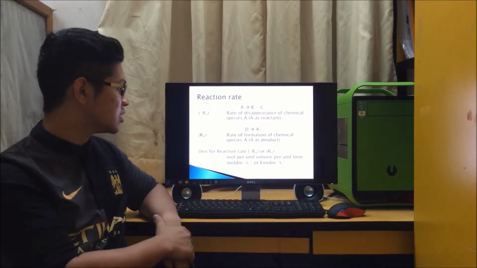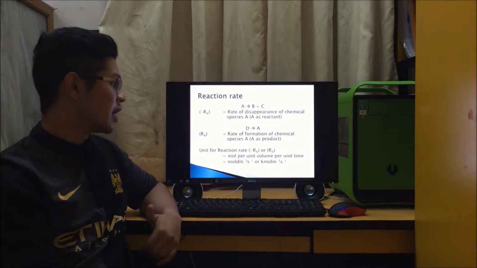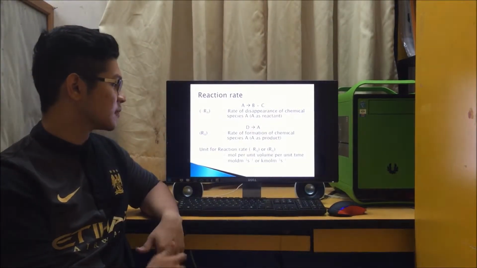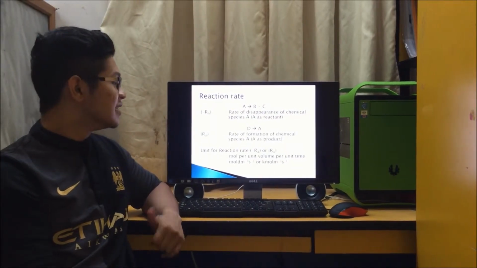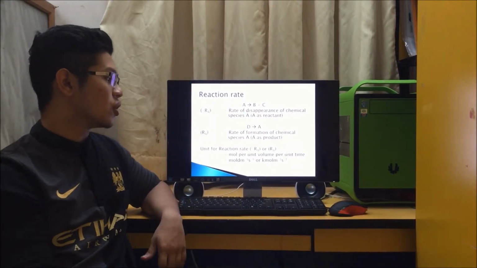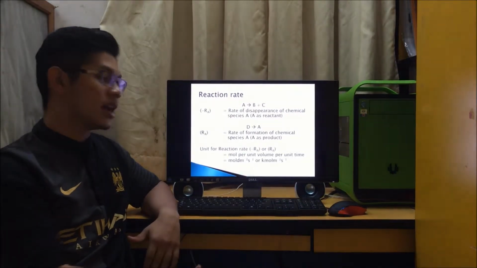Unit of reaction rate, negative RA or RA only: mole per unit volume per unit time, which is mol/dm³·s or kmol/m³·s.